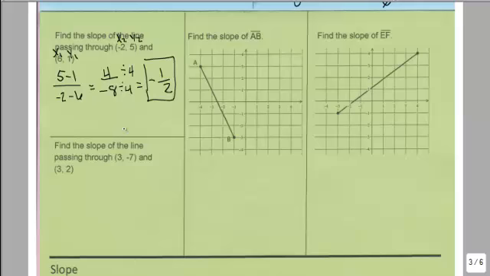And again, x2, y2, x1, y1, we do negative 7 minus 2 over 3 minus 3. Negative 9 over 0. And whenever it's 0 in the denominator, it is an undefined slope. And you can remember it like this. There are 2 ways that you can remember 0 in the denominator.